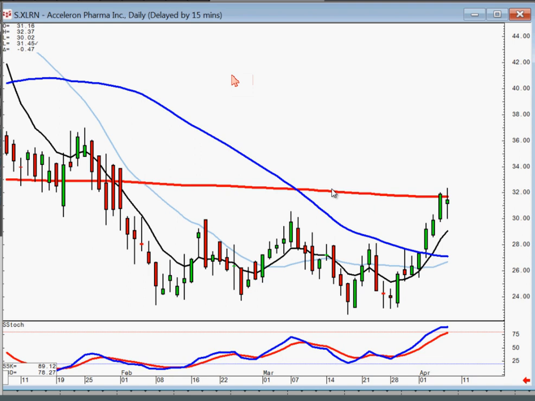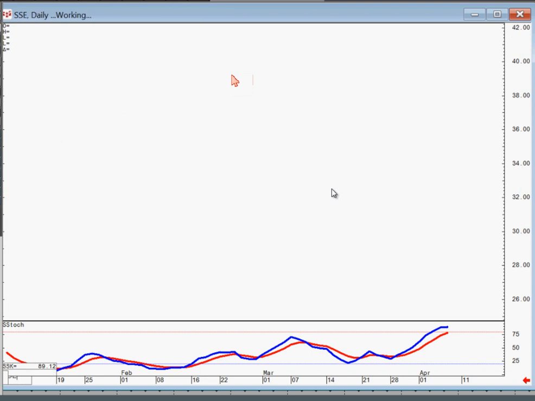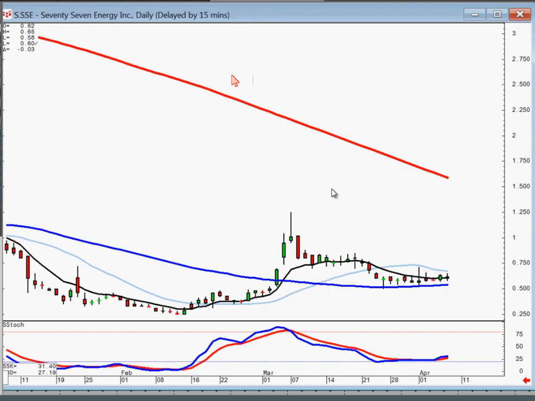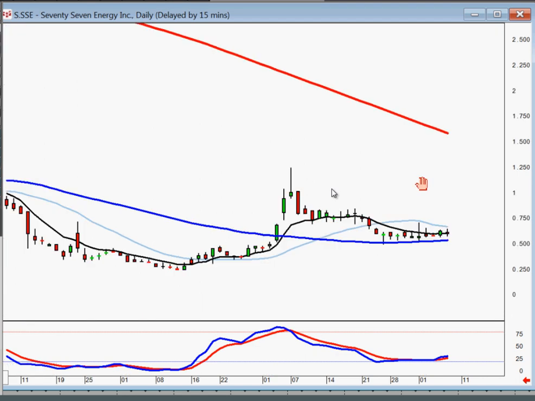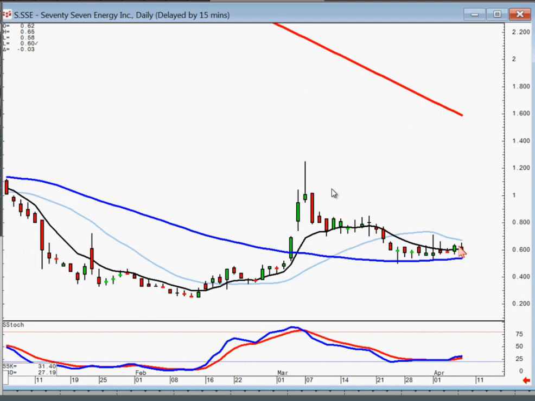Doji Harami right here at the 200 in the overbought area. Very simple. It's going to move in the direction of how they open it tomorrow. SSE. Oh, that better have huge volume for a $60 stock or 60-cent stock. I wouldn't be doing anything yet until you see some more strength in it.